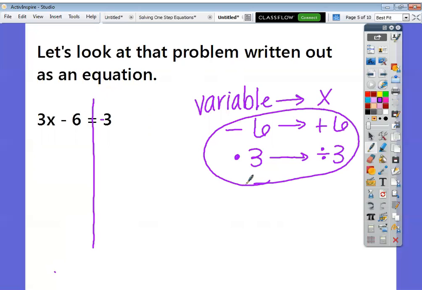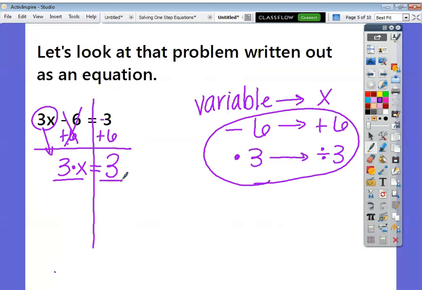Well, let's do it. So minus 6. I'm going to do the inverse of that, which is add 6. If I did that here, I have to come over and do that on the other side. Watch what happens. Negative 6 plus 6, that zeroes out, leaving me with 3 times x over here. Over here, negative 3 plus 6 is a positive 3, because 6 minus 3 is 3, 6 is bigger, so it's a positive. Now this is multiplication, so the inverse is division.